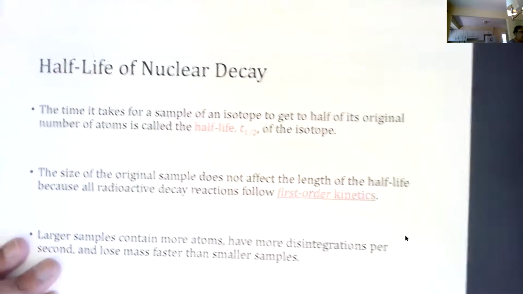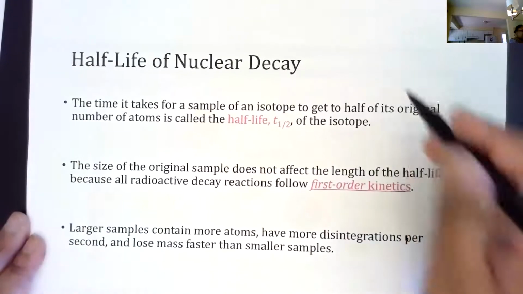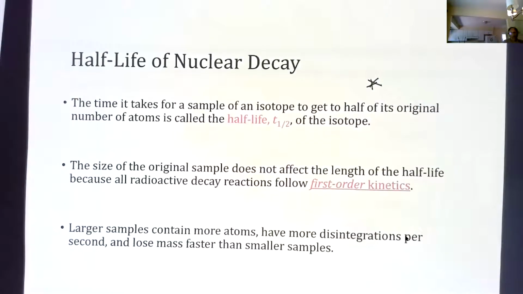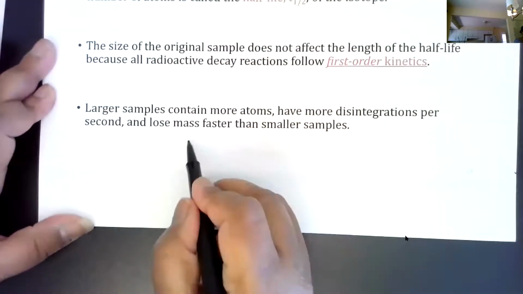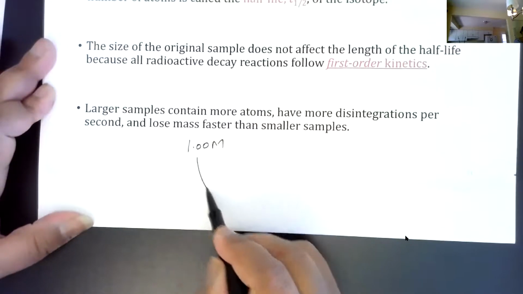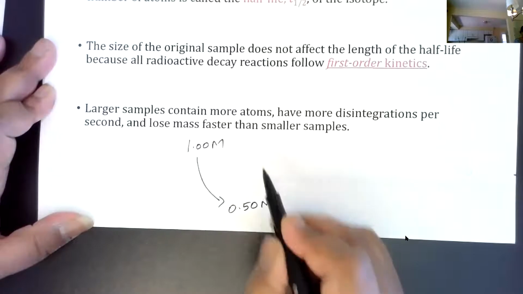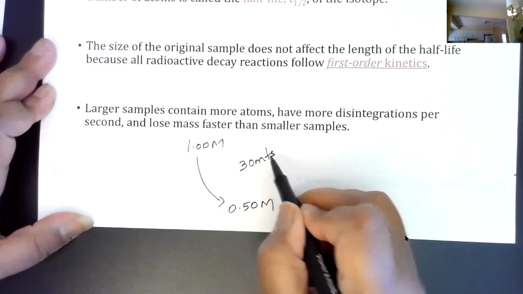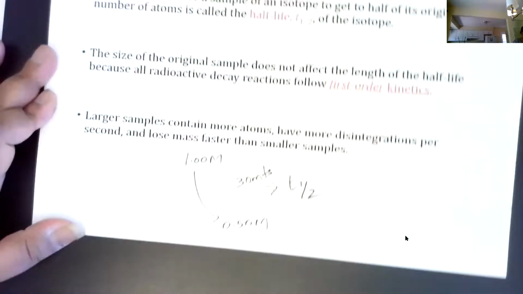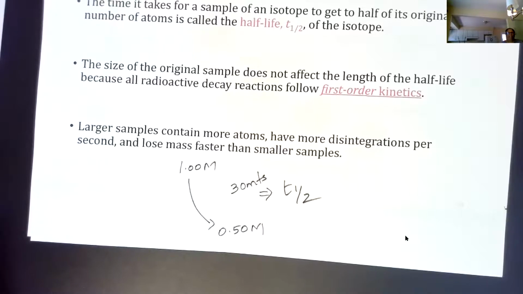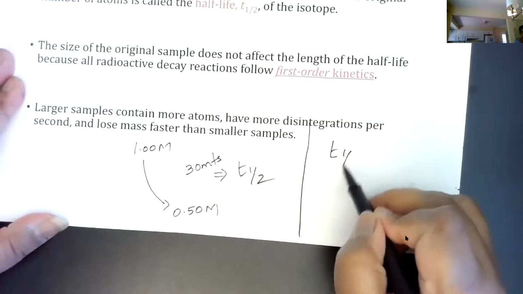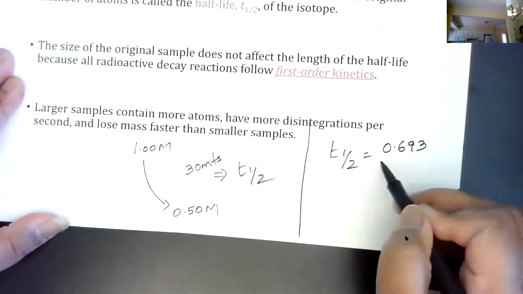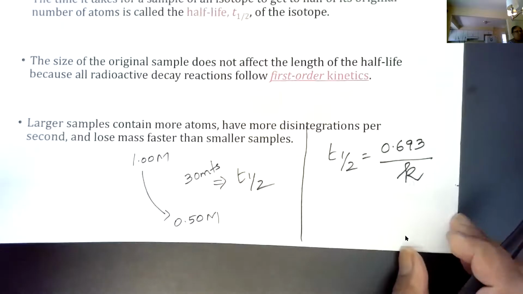Now remember half-life. What is half-life? I'm going to go over it. I don't know if you've reviewed yet. It's the time it takes for a sample to get to half its original value. Okay. So remember, if you have 1 molar of a solution, to bring it down to 0.50 molar, if it takes 30 minutes, then this is called half-life, or T half. Okay. What's the equation? T half is 0.693 divided by K. Okay. So these equations will be given to you.